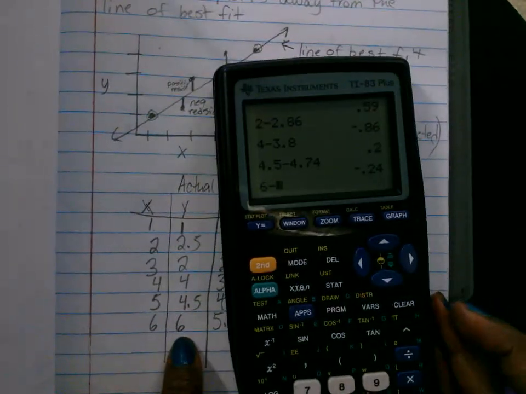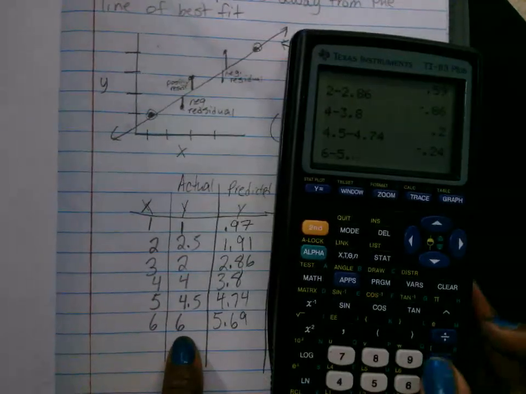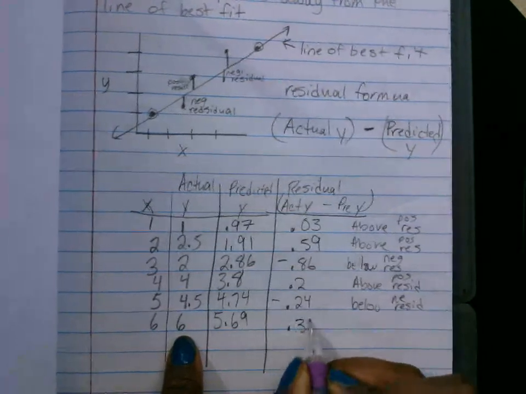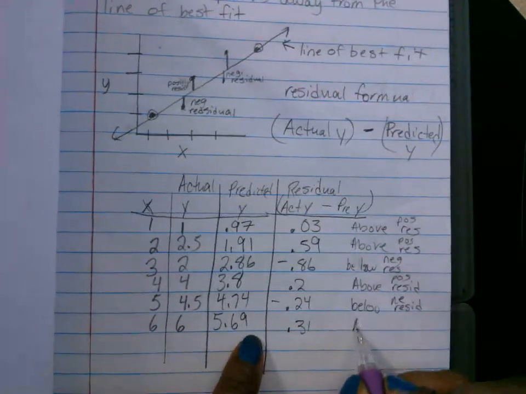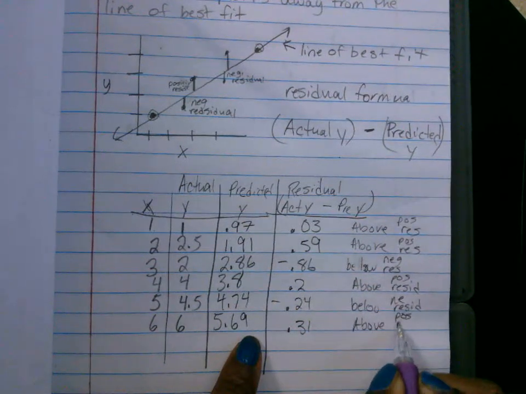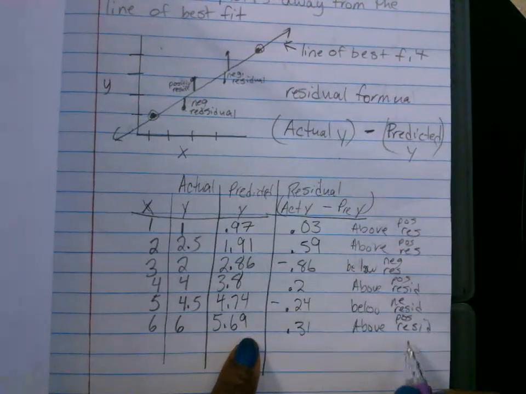Okay, let's do the next one. 6 minus 5.69. What's that? 0.31. Is that above or below? Above, which makes it what kind of residual? A positive residual. This is how you find the residual.